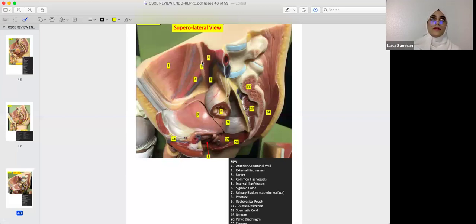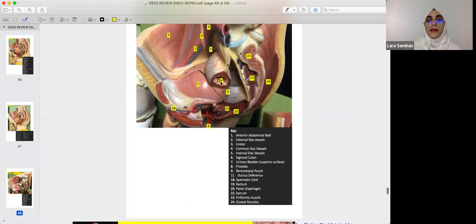Okay, so just be careful between the words ureter and uterus, because when you look at them, they might look the same, but of course there's a very big difference between them. So number 3 is the ureter. Okay. We also have in here, as we said, the common iliac vessels that divide into the external and the internal iliac vessels. We have in here part of the colon, as we said previously, the sigmoid colon.